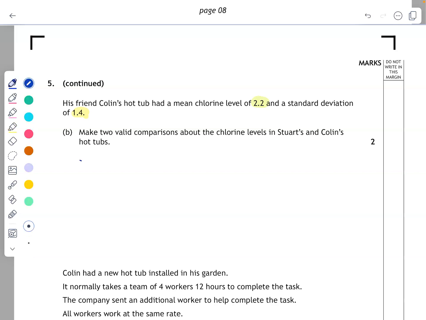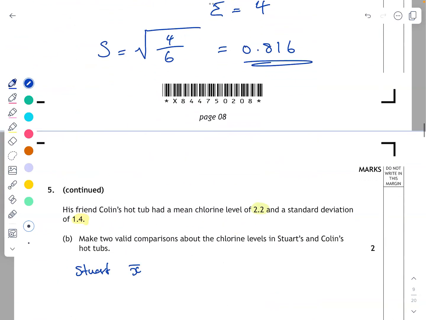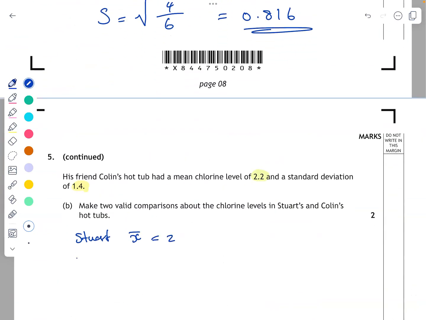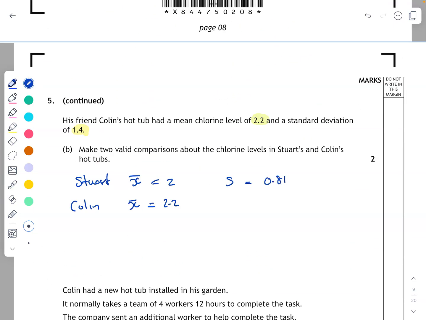So first of all, Stuart, his mean was, let us remind ourselves, was it 2? Yeah, it was 2 up here. And Colin, his mean is 2.2. The standard deviation for Stuart, let's remind ourselves, is 0.816. And Colin was 1.4.